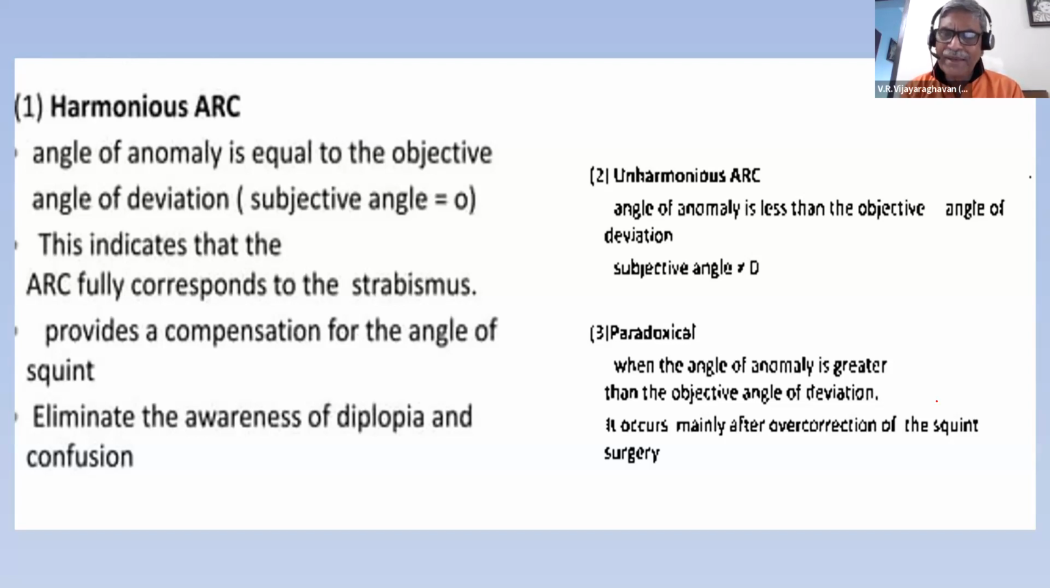Harmonious ARC, I told you, fully corresponds to the strabismus. You can see very good binocular vision, of course, agreed. I hope you understood something about the patients with adaptations. In the next class, I will tell you something about the motor adaptations, the motor adaptations in the case of squint to avoid diplopia and other things. Thank you very much.